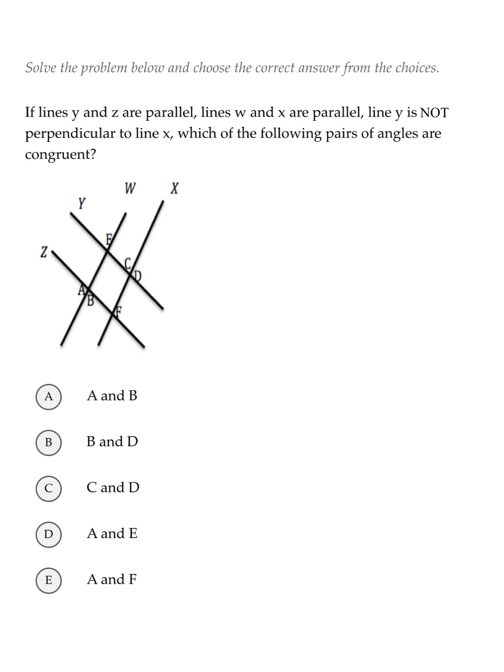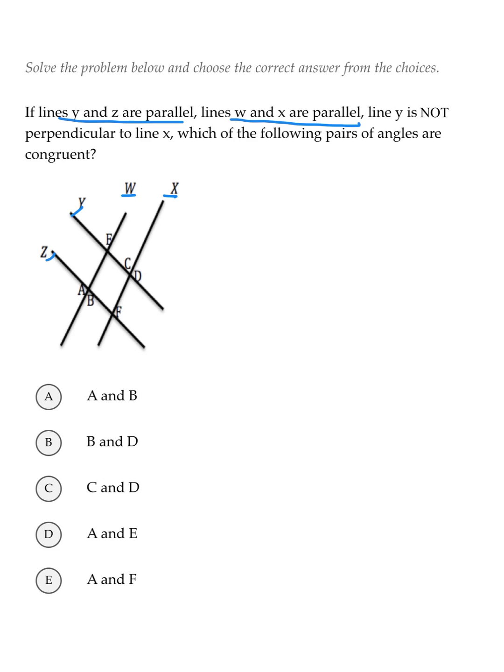Let's take a look at this ACT math question. So this question, as you can see, is about parallel lines. They might look parallel, but the question also tells us they're parallel. Lines Y and Z are parallel, and lines W and X are parallel, meaning these two are parallel with each other, and these two are parallel with each other.